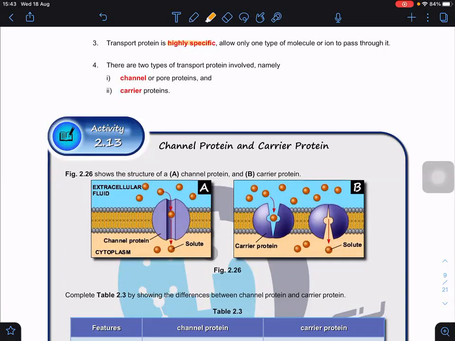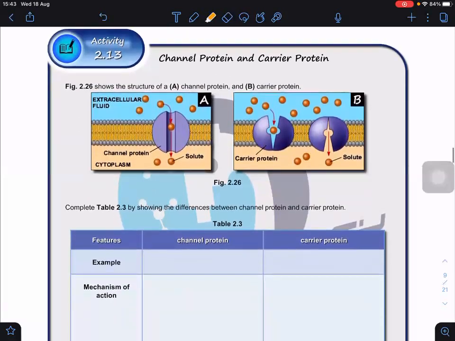And these transport proteins, we can differentiate into two kinds. One is called channel protein or pore protein. Another one is the carrier protein. So we need to learn to differentiate between these two kinds of protein. For channel protein or pore protein, from the name it is very, very simple. They do have a channel, or a pore, that allows particles to pass through.